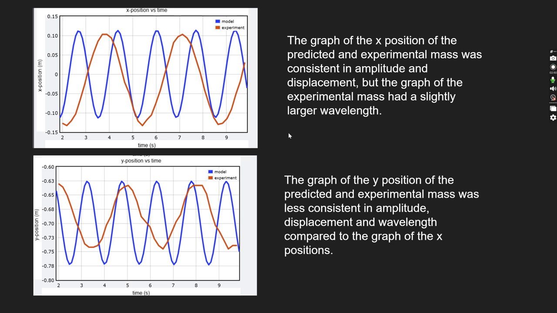This first graph of the X position of the predicted and experimental mass was consistent in amplitude and displacement, but the graph of the experimental mass had slightly larger wavelength. For the second graph of the Y position, the predicted and experimental mass was less consistent in amplitude, displacement, and wavelength compared to the graph of the X positions.